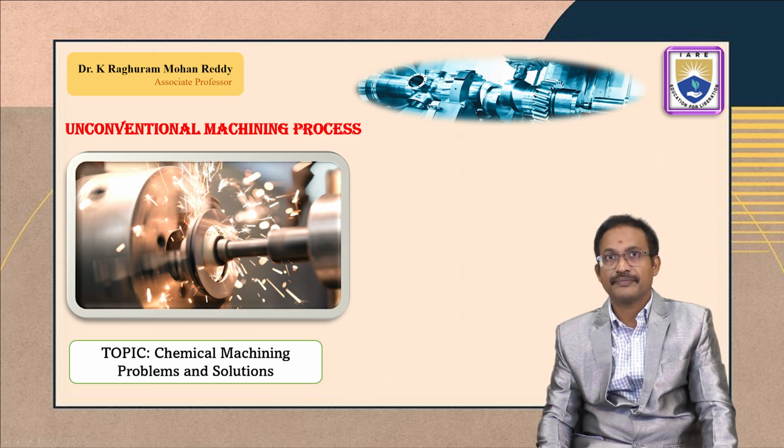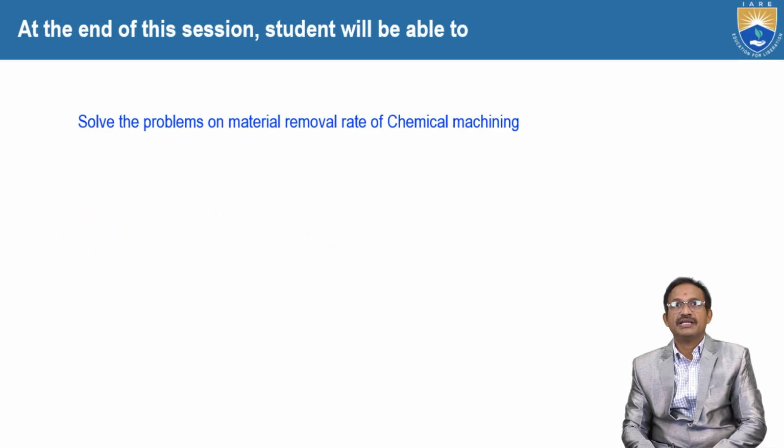Okay, right. At the end of this session, students will be able to solve the problems on material removal rate of chemical machining. This is the course learning outcome of the topic. However, here students will also be able to find other parameters when the material removal rate is given. Usually, some known values will be given in the problem and we need to find one unknown. So don't think that every time we need to find the material removal rate.